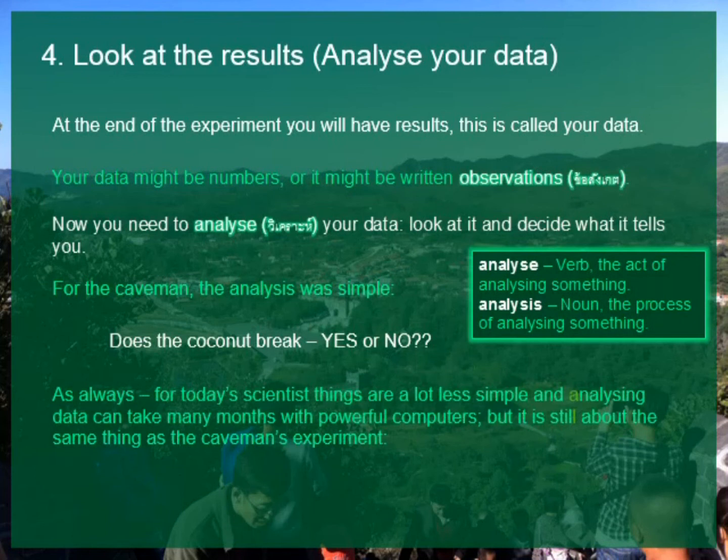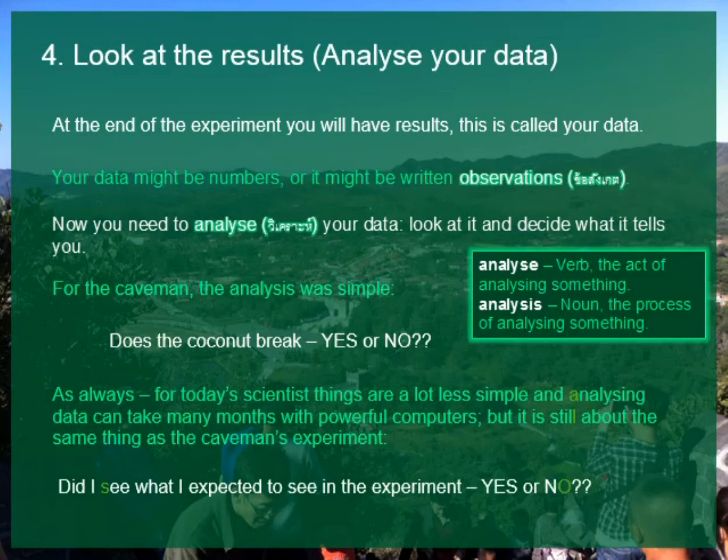Today we have to measure data with powerful computers and thousands of numbers, but it's still at the end of the day about getting a yes or no answer. Did I see what I expected to see in my experiment? Yes or no?